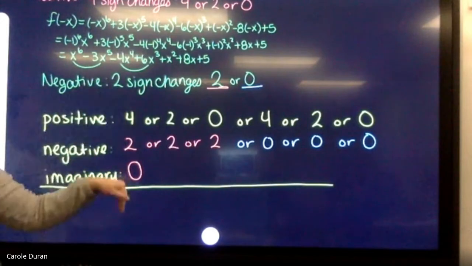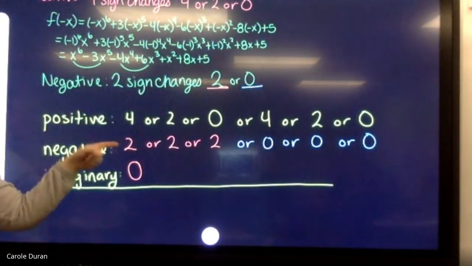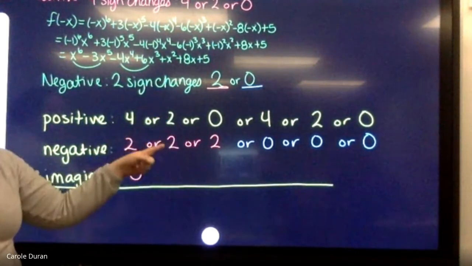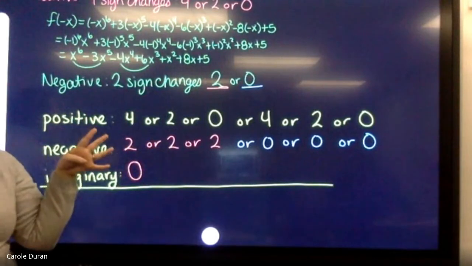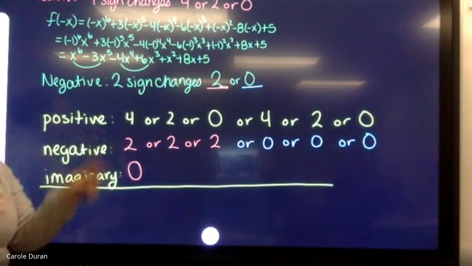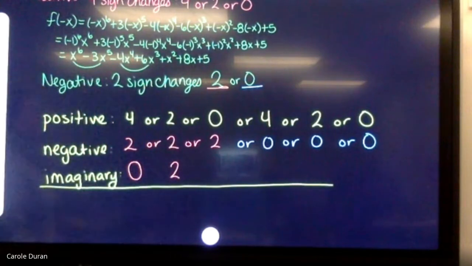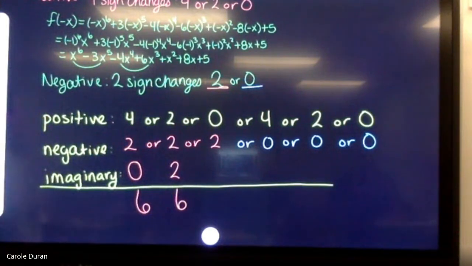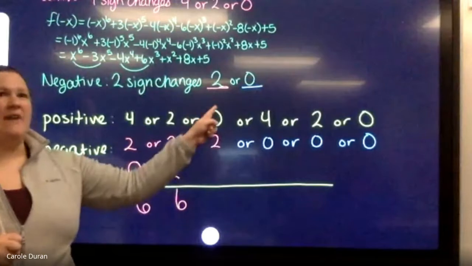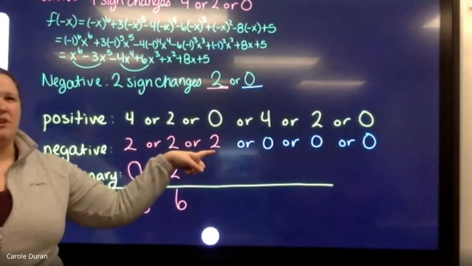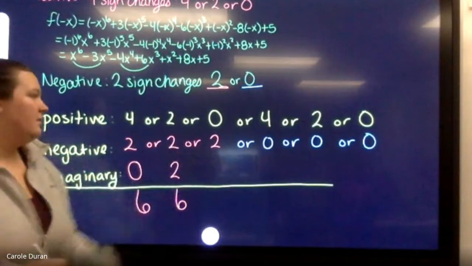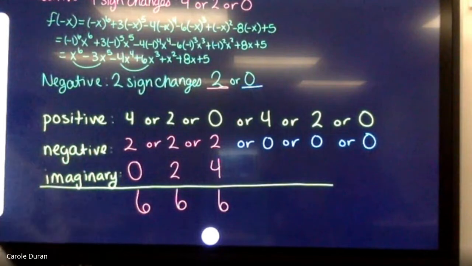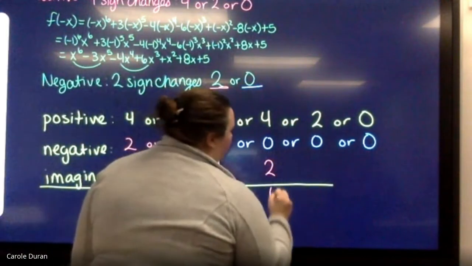I have to make each column add up to 6. 4 plus 2 is already a 6. So there's no room for any imaginary. Then I look at my next column. If I have 2 positive and 2 negative, that adds up to 4. So how many imaginary could I have? 2. Because 2 plus 2 plus 2 equals 6. If it helps, you can tally them up at the bottom and make sure that each column adds up to 6. My next one, if I have 0 positive and 2 negative, how many imaginary could I have? 4. Because 4 plus 2 plus 0 equals 6. And I just keep repeating this until all of my columns are filled.